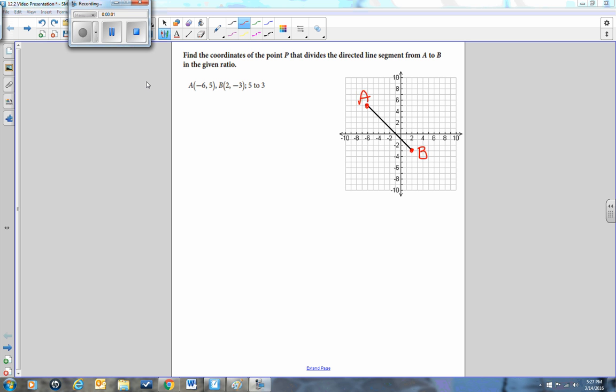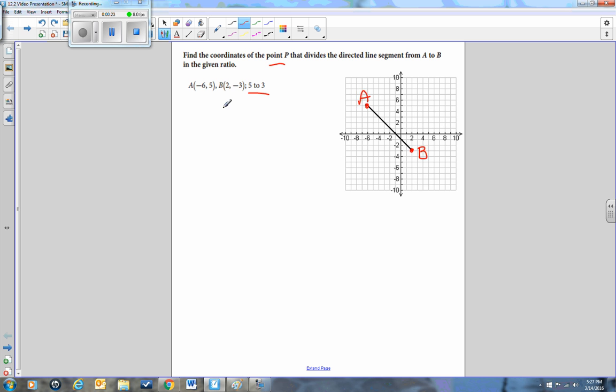Today we're going to learn how to take this segment AB and break it into a 5:3 ratio. In order to do that, we have to find a distance that we can place point P along this line away from A to get a 5:3 ratio. How do we do that?